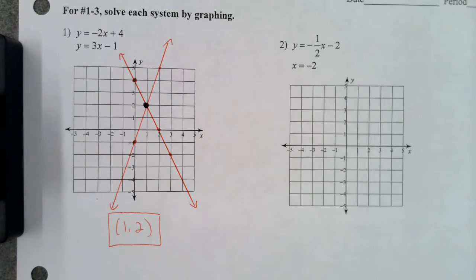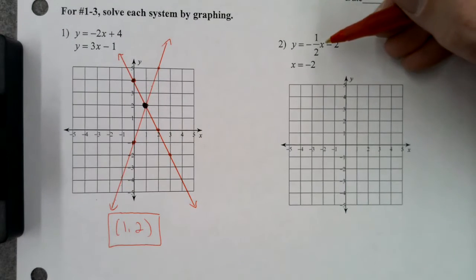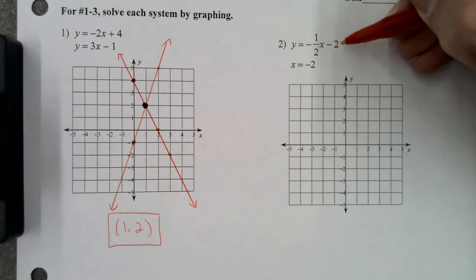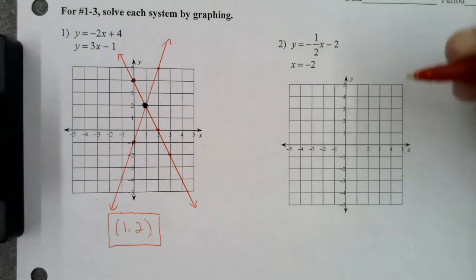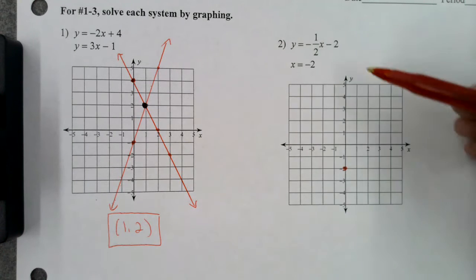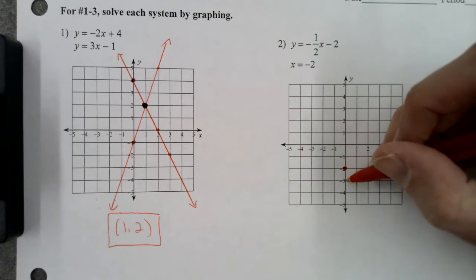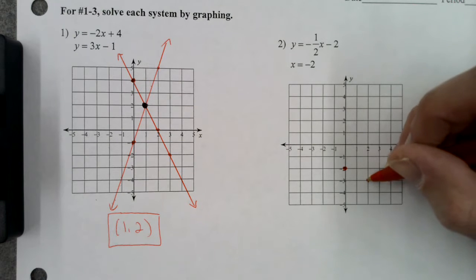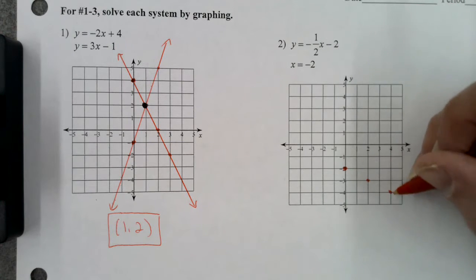Okay, this next problem, number 2. y equals negative 1/2 x minus 2. This has a y-intercept of negative 2. And the slope is negative 1/2, so that means you're going to count down 1 and right 2. Do it a couple times so your graph looks nice.